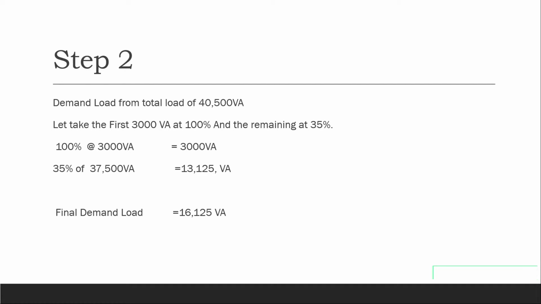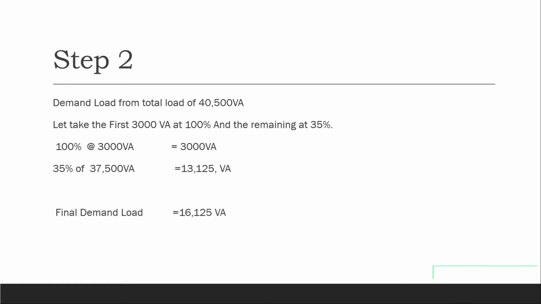In the demand calculation, we're looking for a certain percentage of the load. In calculating the demand of this load, we should first take 3000 VA at 100% and the remaining at 35%. So 100% of the first 3000 VA is equivalent to 3000 VA. Then we shall take 35% of the remainder from the total loads.